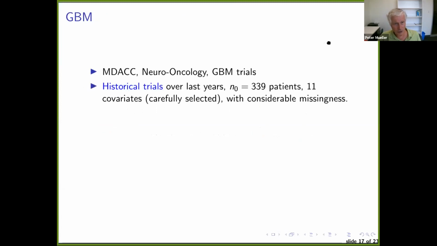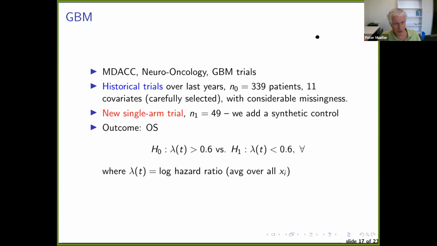In the actual application to the GBM trials, we have data from historical trials over the previous 10 years or so. They didn't want to use data that goes too far back because at one moment the standard of care changed. So we have some 300 historical patients, not massively many, but more than what we have in the new single-arm trial. In the new single-arm trial, we have only 49 patients, and we want to use the blue patients to add a synthetic control. That's the intention.